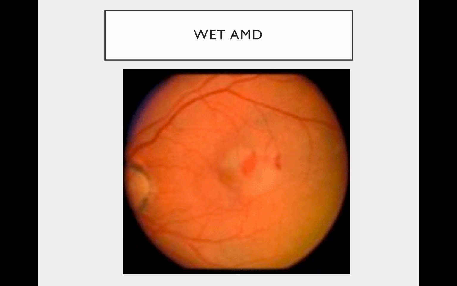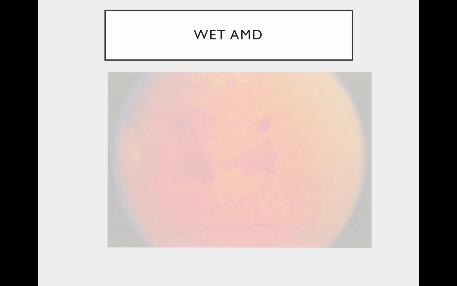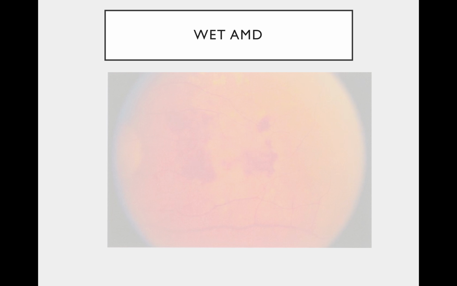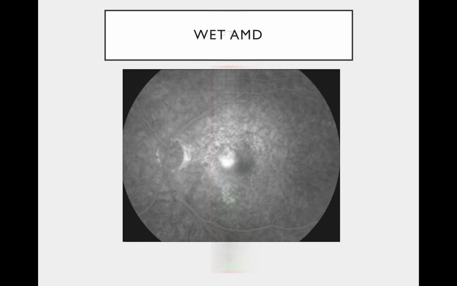Milder case with a small hemorrhage. More pronounced case with more pronounced hemorrhaging. And here the fluorescein angiogram is very important. It shows an area of leakage right in the foveal area, which is consistent with wet macular degeneration.